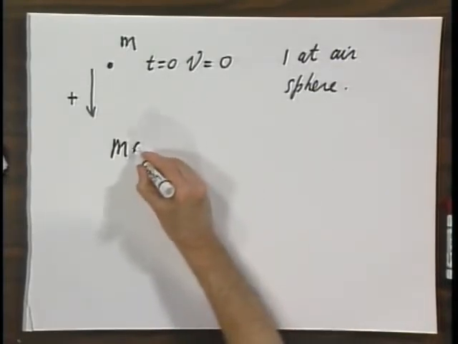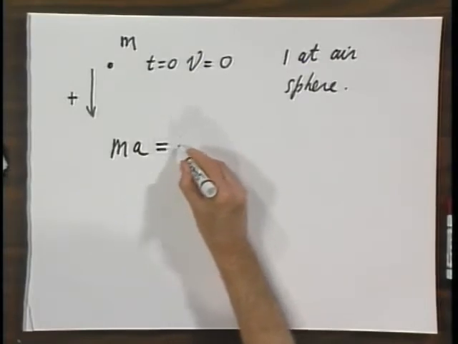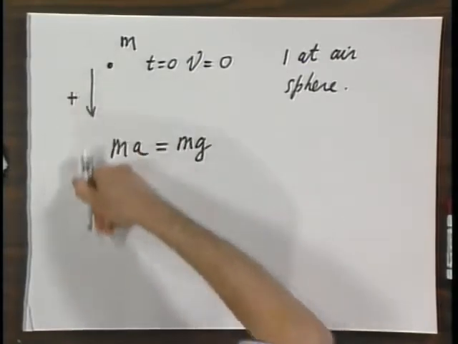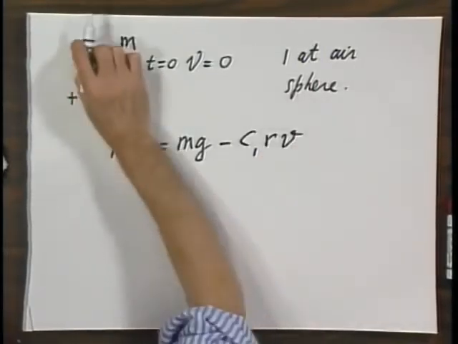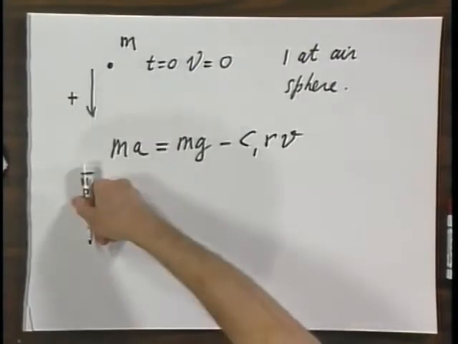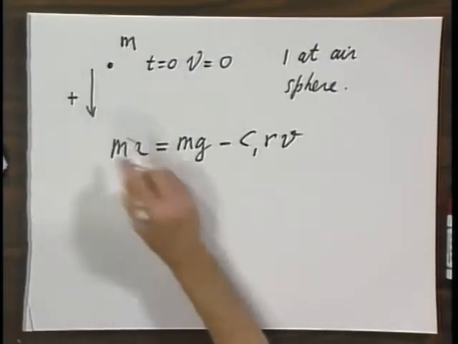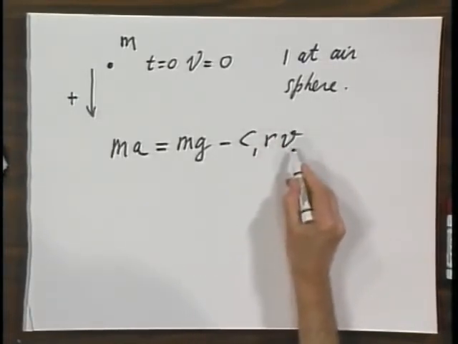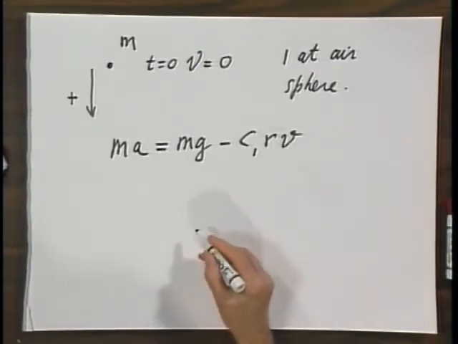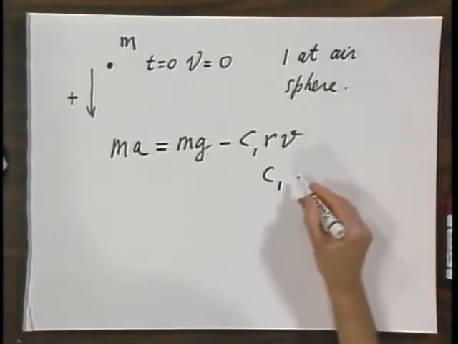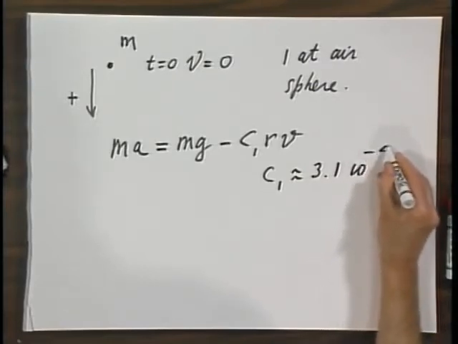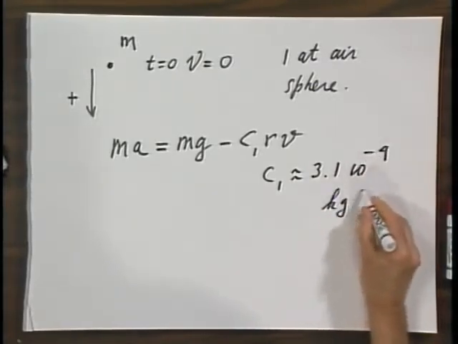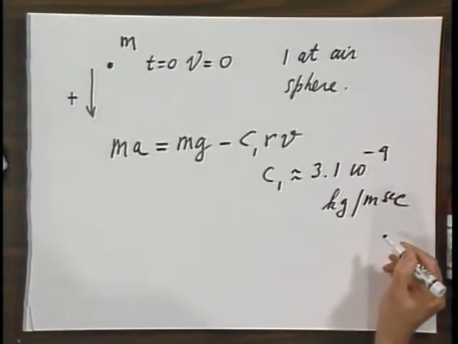For a spherical object, the force on that object, F equals ma, is the gravitational force in this direction minus c1r times v in that direction. When the object has a speed v in this direction, it experiences in the opposite direction a resistive force, which in this case, specifically chosen, is proportional to the speed. C1 in 1 atmosphere air is approximately 3.1 times 10 to the minus 4 kilograms per meter per second.